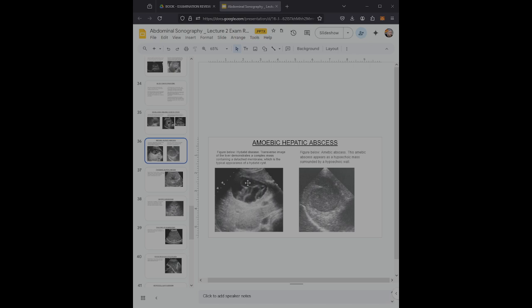So here we have a hydatid cyst, and it's a complex mass containing a detached membrane, which is a typical appearance of a hydatid cyst. This figure here is an amoebic abscess, and it appears as a hypoechoic mass surrounded by a hypoechoic wall.